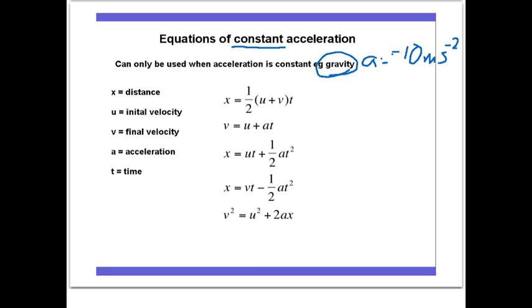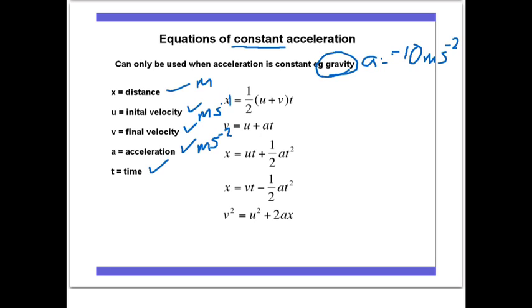So the XUVAT equations: X stands for distance, U is the initial velocity, and V is the final velocity. It's important that you keep those straight. A is the acceleration, and T is time. And of course, distance will always be in meters. Velocity is always in meters per second. Acceleration, as we saw before, meters per second squared.